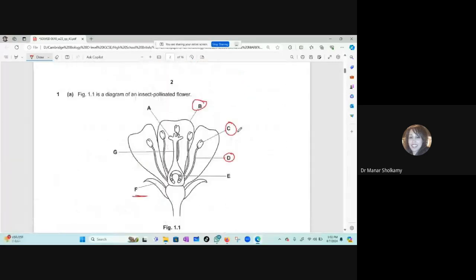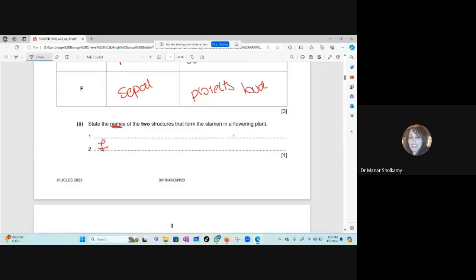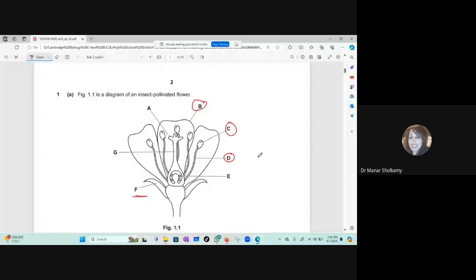Some students will write C and D. This will be a wrong answer. Don't just label. You can write C and D, but you have to write the name. So it is the filament and the anther.